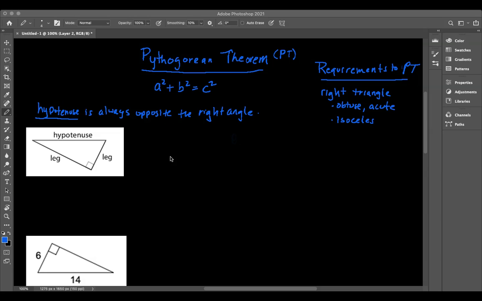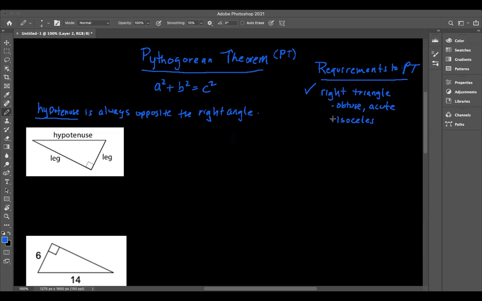There are some requirements to the Pythagorean theorem that you need to know first. Okay, that's the two most important things. Number one is that for the Pythagorean theorem, you need to have a right triangle to do it. Now there could be three different types of right triangles. It can be obtuse, it can be acute, and it can be the isosceles right triangle. But the thing is, the Pythagorean theorem only works with right triangles. So basically, you have to have certain requirements to make it work.